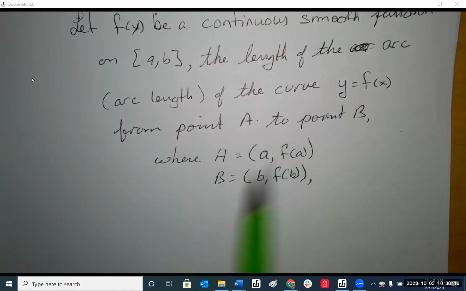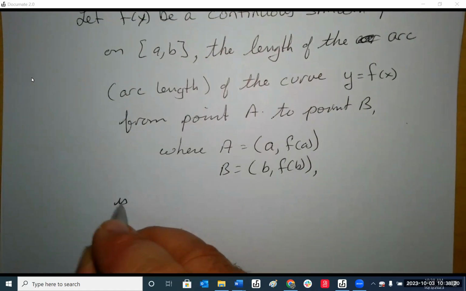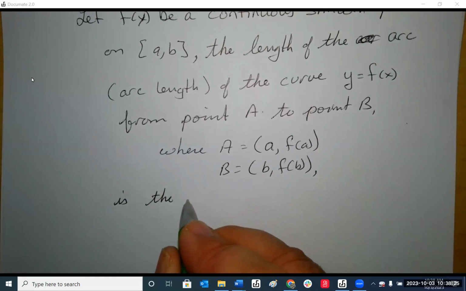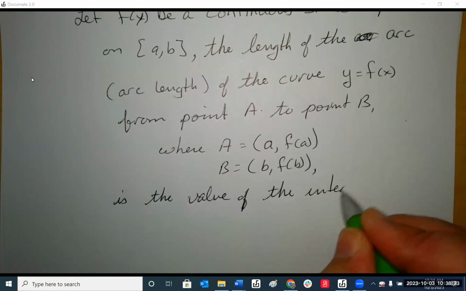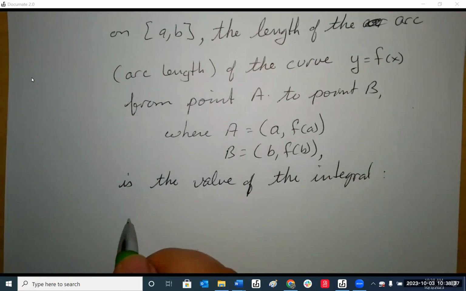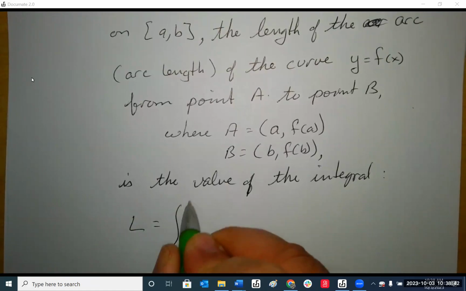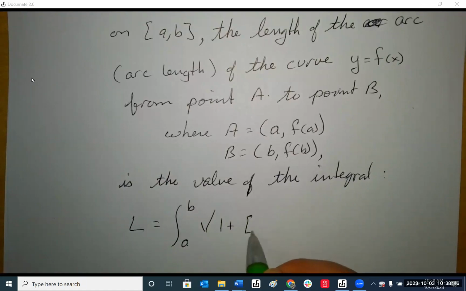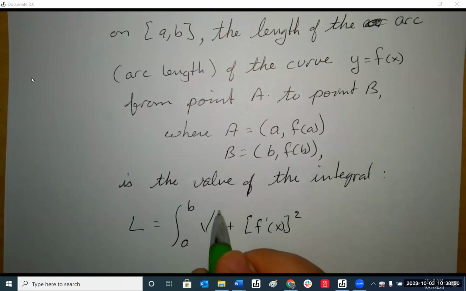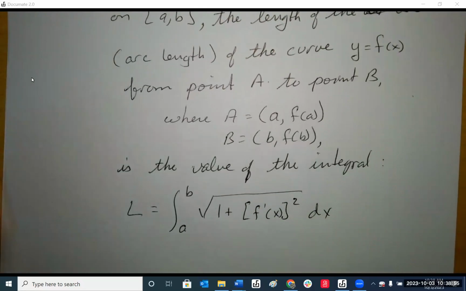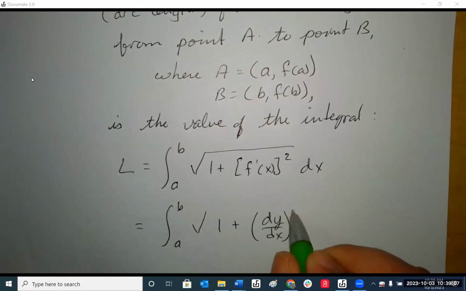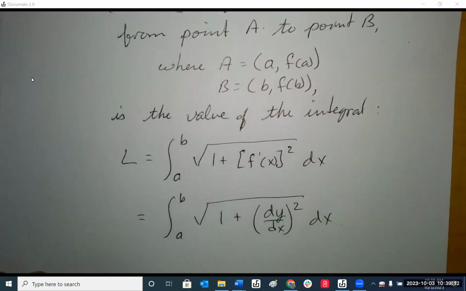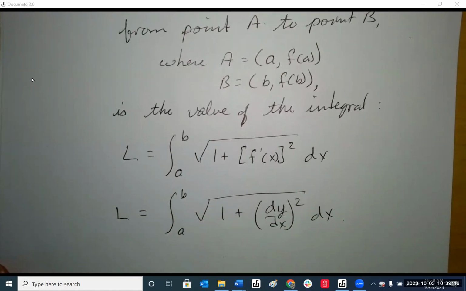The length of the curve from point A to point B is the value of the integral from a to b of the square root of 1 plus f prime of x squared dx, which is equal to the integral from a to b of the square root of 1 plus dy/dx squared dx. That's the definition of an arc length.